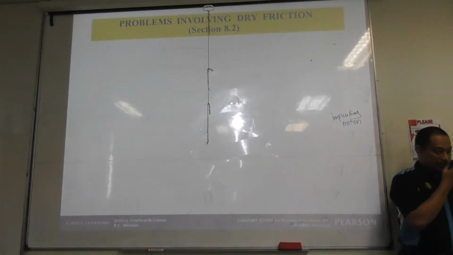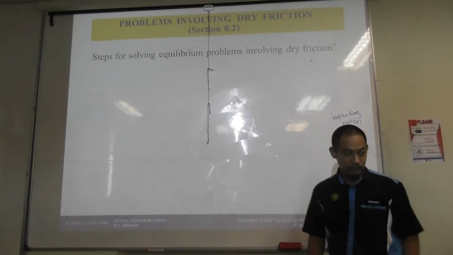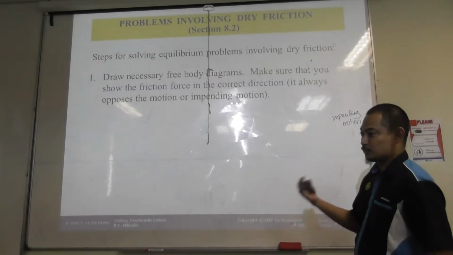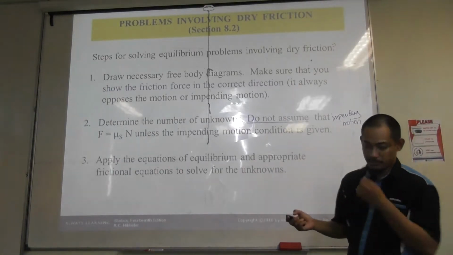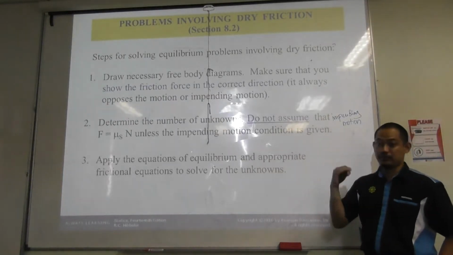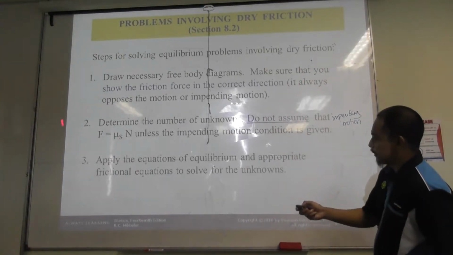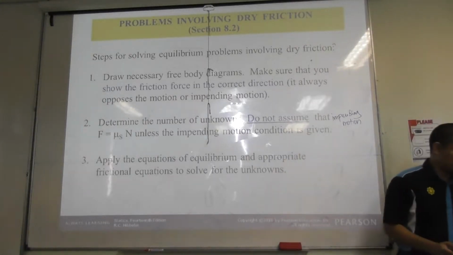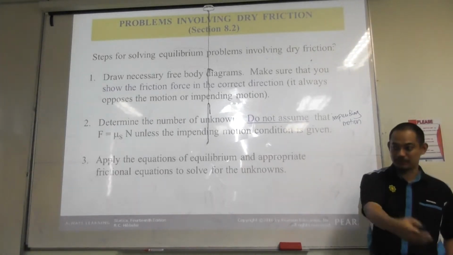Okay. Now we go into the problem solving. So in terms of the steps, they are as always: draw the free body diagram and apply the equations of equilibrium. Just that the difference is how to draw the free body diagram and how to include friction in it. That's the new thing here, right? So again, it says do not assume μSN unless impending motion. There are a lot of reminders here because that tends to be a common mistake, right? Because you memorize the equation, you want to just plug in there.